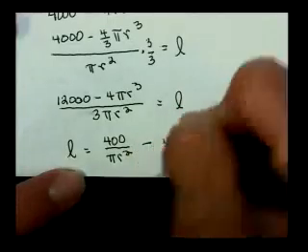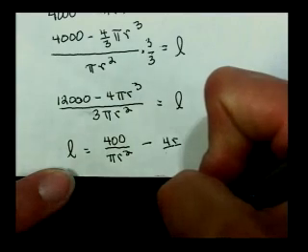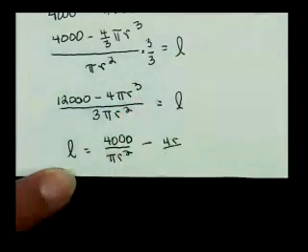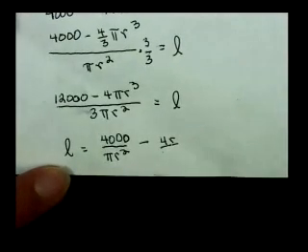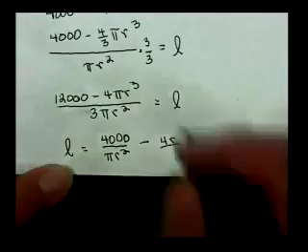Wouldn't it be 4,000 over? Oh, that is 4,000 instead of 400. Yes, 12,000 divided by 3 is 4,000. And then the second term is 4r over 3. So that's ugly, but sometimes life is ugly.